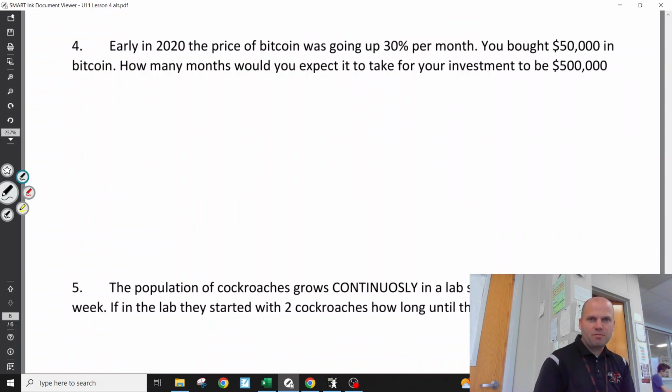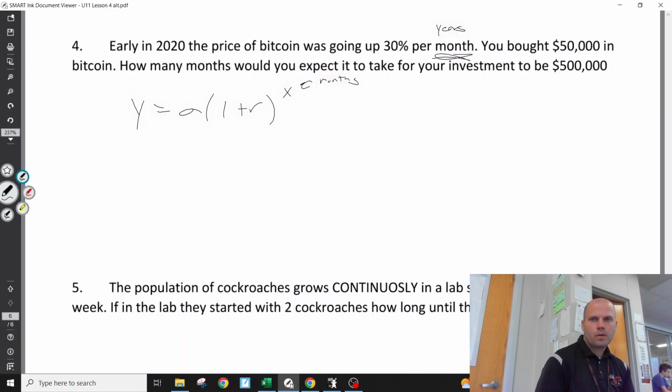Early in 2020, the price of Bitcoin was going up 30% per month. You bought $50,000 in Bitcoin. How many months would you expect it to take for your investment to be $500,000? Okay, so it's per month. You might be thinking about this as compounding, but we're just going to say month is like years. Don't worry about the compounding. We're just going to say this equation, only x is going to represent months.